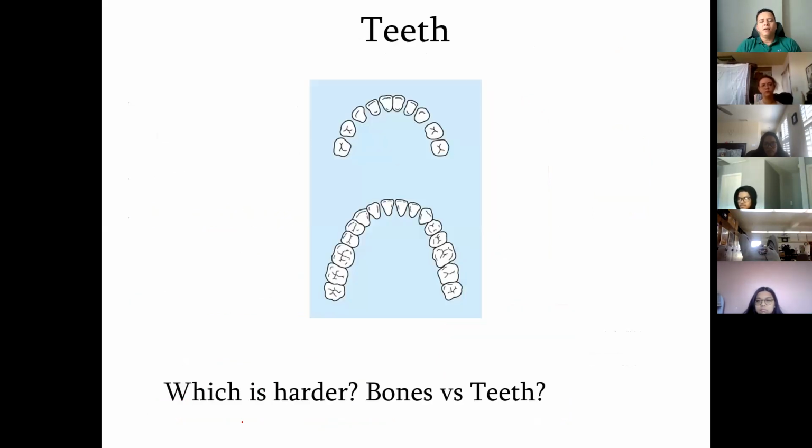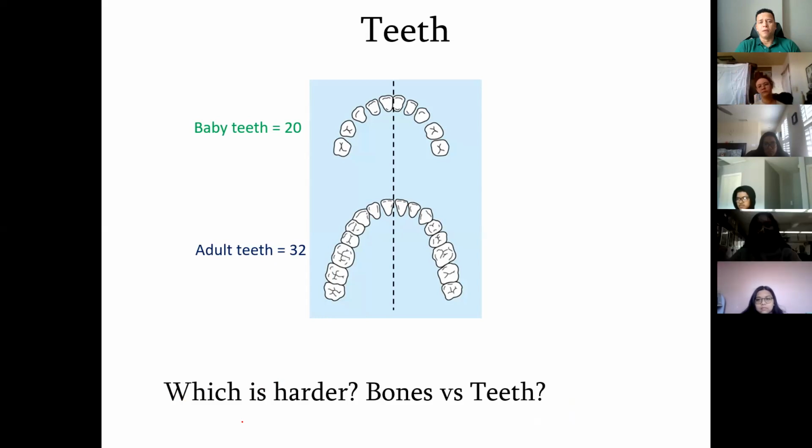Looking at our teeth, again, another very important assistant organ of the digestive system. We have different sets of teeth, depending on whether you're a baby or an adult. As an adult, we have 32. You need to be able to name teeth. I will ask you questions about naming teeth in the lab exam, okay? So make sure you are familiar with them.